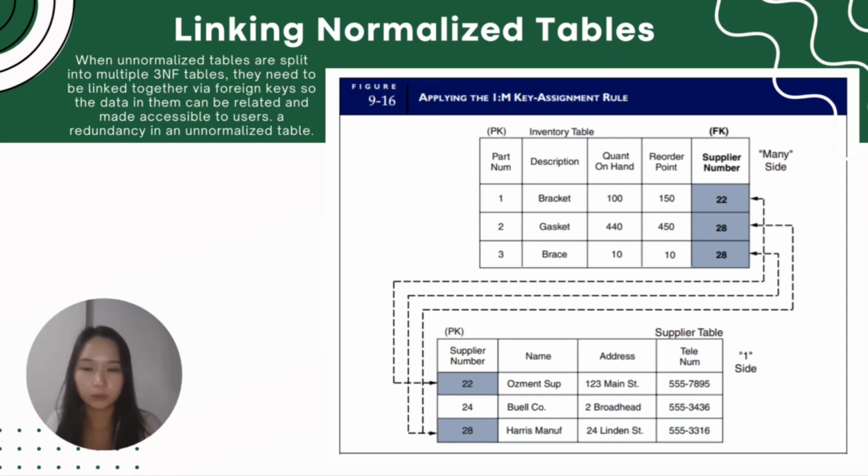Linking normalized tables. When unnormalized tables are split into multiple 3NF tables, they need to be linked together via foreign keys, so the data in them can be related and made accessible to users. The degree of association, or cardinality, between the resulting tables, that is, 1 to 1, 1 to many, or many to many, determines how the linking occurs. The key assignment rules for linking tables are here.